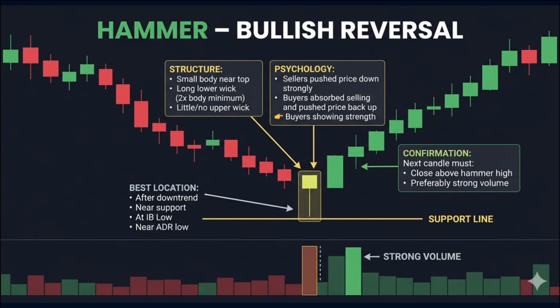Okay. Sometimes there could be a trap. Avoid trading hammers that form in the middle of a sideways range, without a clear downtrend or support level. That might be just noise.